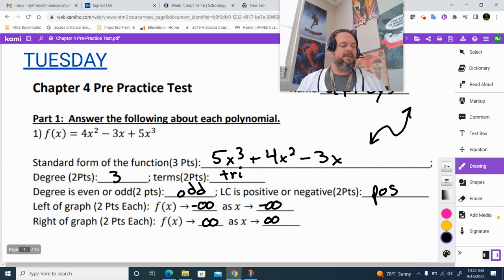Okay, so remember that was on that chart we had. I think it was Monday that we looked at that. But that's kind of how that goes. Okay, lots of points right there in the first problem.